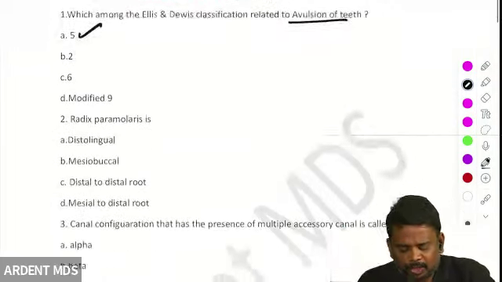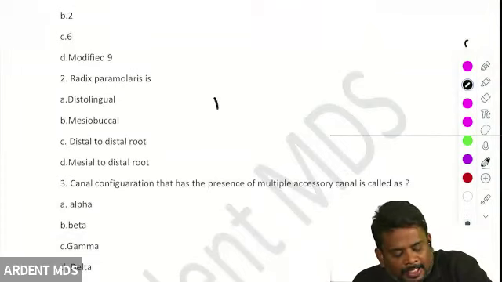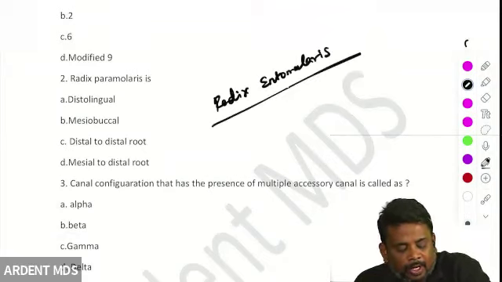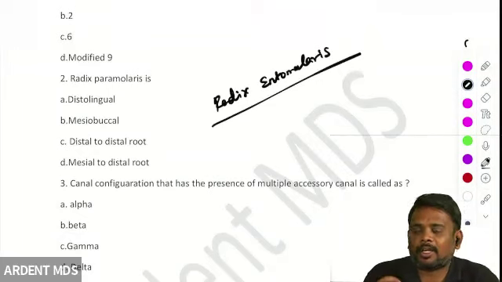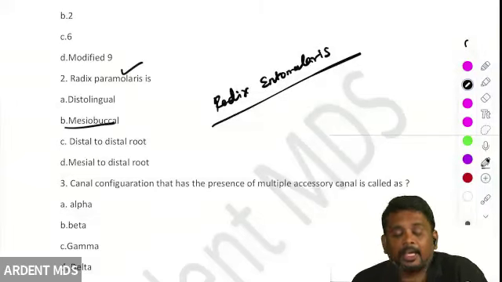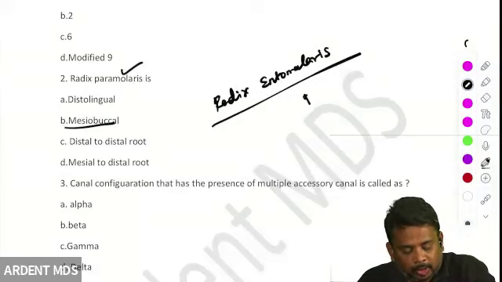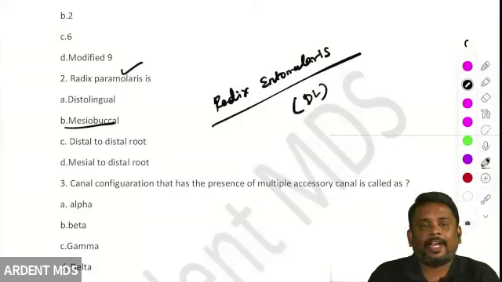Right. So coming to the second question, radix paramolaris. There is something called radix paramolaris and radix entomolaris. So what are radix paramolaris and entomolaris? These are extra roots in the mandibular molar. If that extra root is present on the mesiobuccal side, it is called radix paramolaris. If it is present opposite, distolingually, then it is called entomolaris.